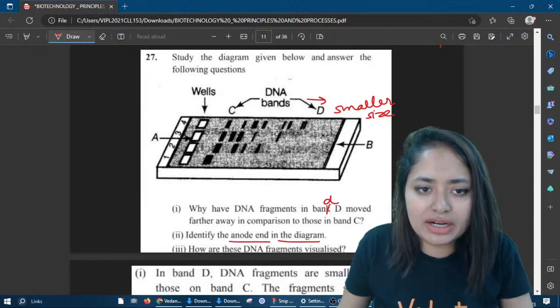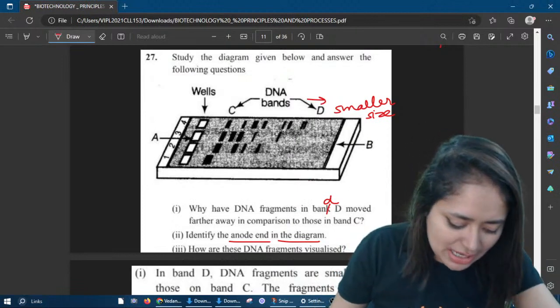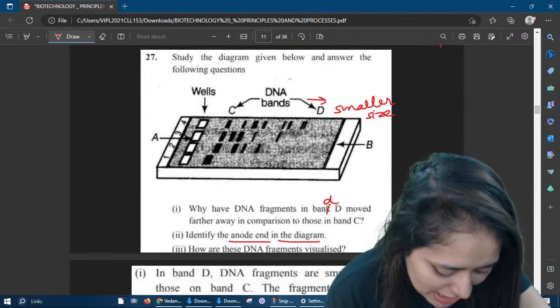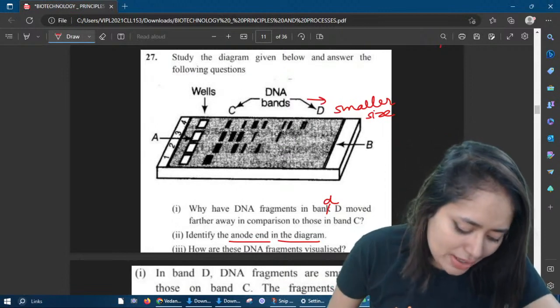Identify the anode end in the diagram. Is the A end anode or B end is anode? Which end is anode? Jaldi batao. Which end is anode? A or B?